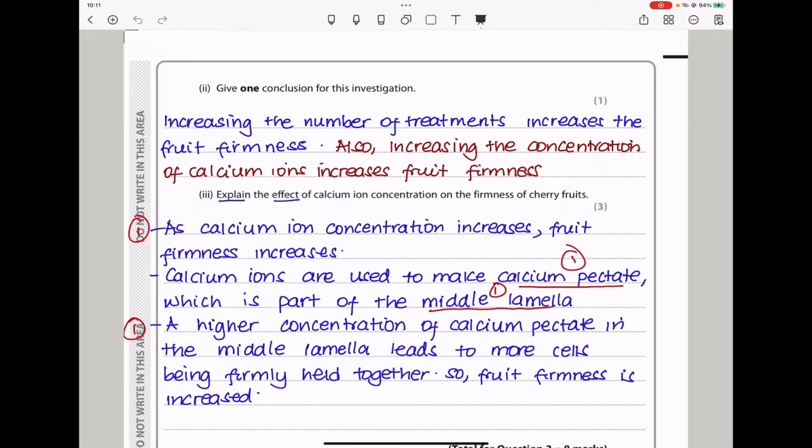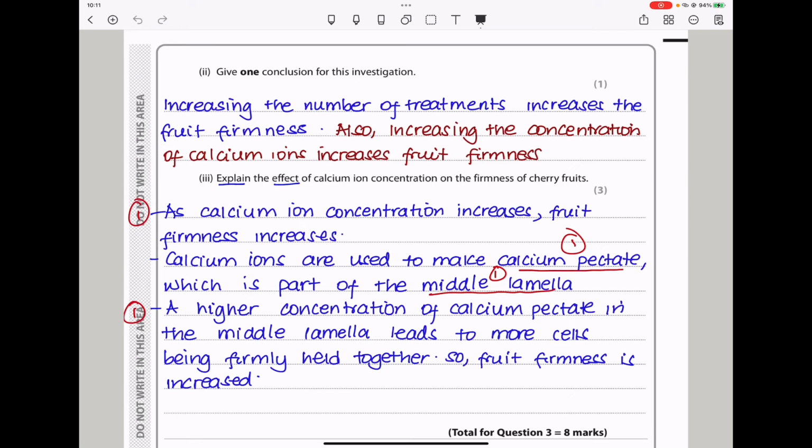They say give one conclusion for this investigation. Of course, increasing the number of treatments increases the fruit firmness, as we have seen in the table. The values are increasing with more treatments. And here they say explain the effect of calcium ion concentration on the firmness of cherry fruit.